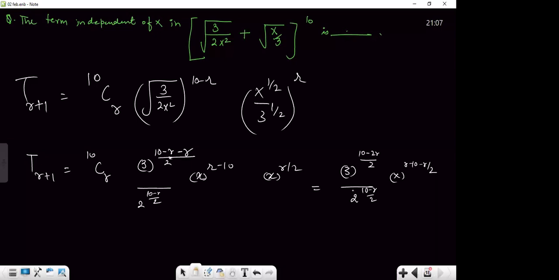The term independent of x means the x index should become 0. So r minus (10 minus r) by 2 should be 0. Let's find the value of r from here. This becomes 3r minus r by 2, becomes r by 2 is equal to 10. This gives us r equals 20. Can r be 20? See and find out, can r become 20 in any case?